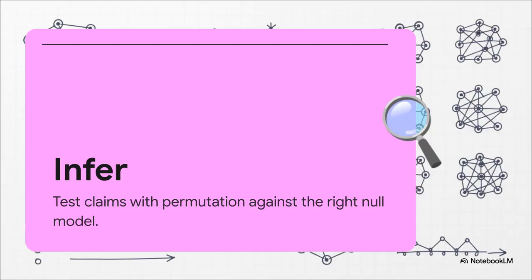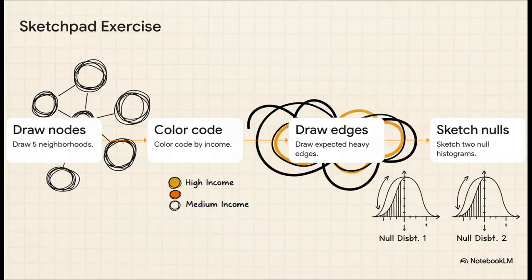And that brings us directly to the core professional skill we're building in this case study: infer. You need to test claims with permutation against the right null model. Now, the everyday alternative most analysts reach for first: vanilla regression. But here's the catch. When your observations are connected in a network, that standard independence assumption fails, and it fails silently. Edges share nodes. Nodes share neighborhoods. Standard error formulas are just wrong by default here. You simply can't just run a regression, look at the p-value, and trust it. You've got to use network-aware inference. So, how exactly do we do that?